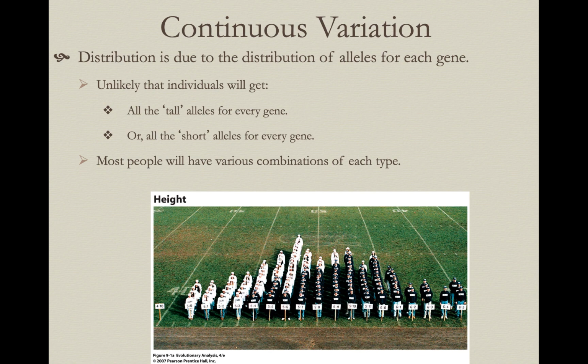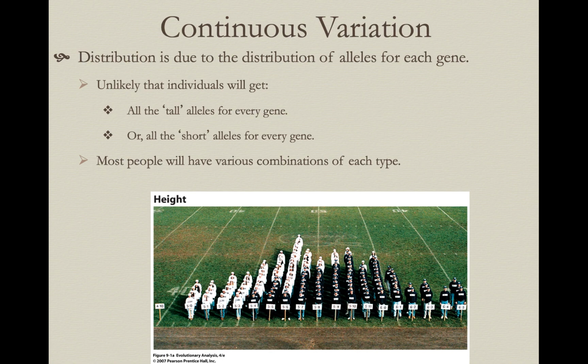We don't even know how many gene loci are involved in height, but let's just say that there are 50. It's very unlikely that in each of these 50 loci there's maybe just 2 alleles, one that contributes to the degree of shortness and tallness. It's very unlikely that you're going to get all of the tall alleles at every single gene locus. It's also unlikely that any individual is going to get all of the short alleles for each gene locus.